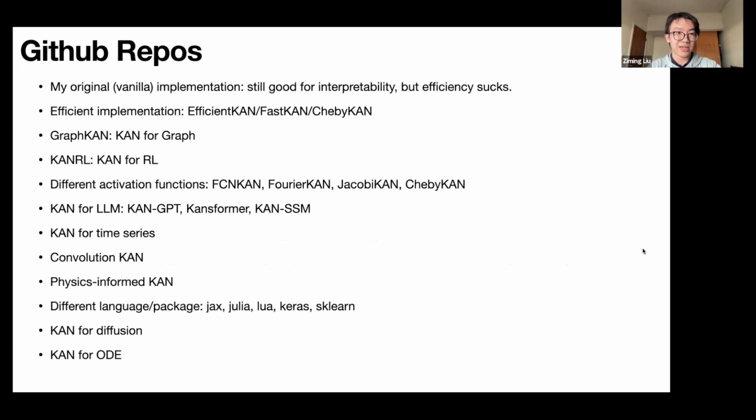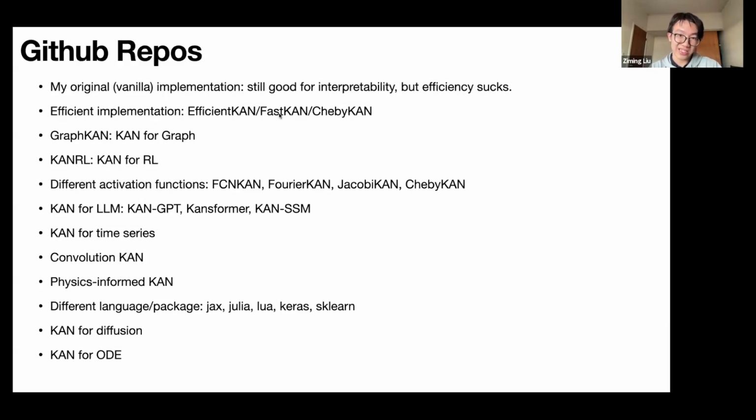So there are already some nice GitHub repos contributing to the space of KAN. My original offering is also referred to as the vanilla implementation. I would still say that it's good for interpretability. If you care about interpretability on small-scale problems, I still suggest that you use my repo. But if you don't care about interpretability, or your problem scale is just too large and you care about efficiency, you may use efficient KAN instead.